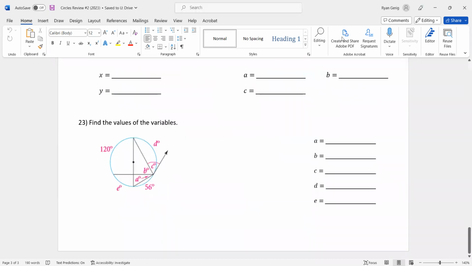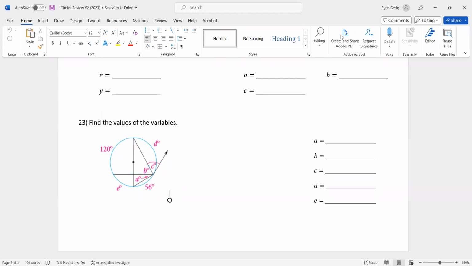Last one is, again, lessons 5, 6. There might even be some 3 in there. A is an inscribed angle. Its intercepted arc is E. So if I can get E, I can get A. B is an inscribed angle. Its intercepted arc is the 120. So B is 60. C is an inscribed angle. It's half of D. So if I can get D, then I can get C.